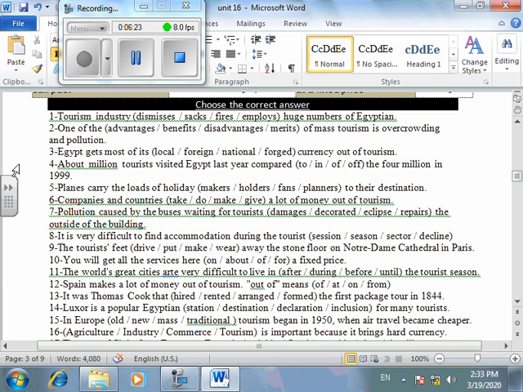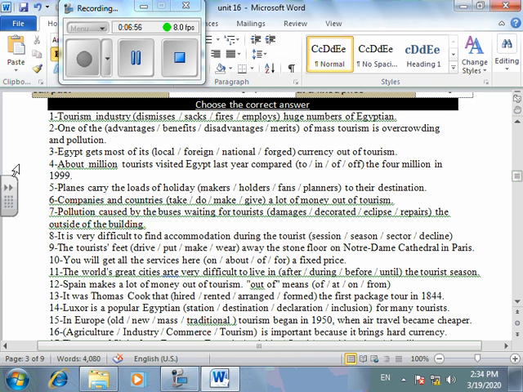Four, about million tourists visited Egypt last year compared to the 4 million in 1999. Five, planes carry the loads of holiday makers to their destination. Six, companies and countries make a lot of money out of tourism. Seven, pollution caused by the buses waiting for tourists damages the outside of the building or wear away the outside of the building. Very good.